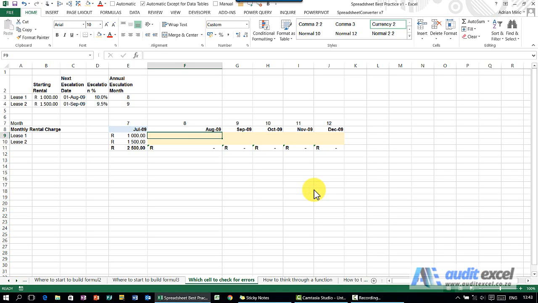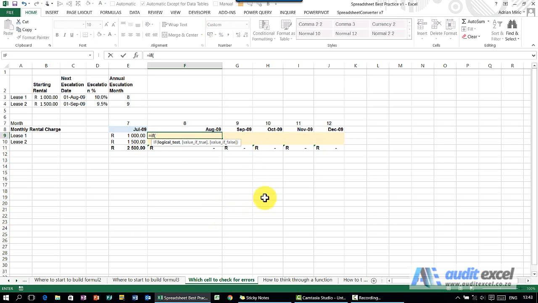Another common problem is the cell that people check when they discover a problem in their formula. So just to show you what we mean here. So here I've got some leases, and I just want to build a formula that checks what month we're in, if it's a month of escalation, and then applies the escalation. So we're going to use an if function.